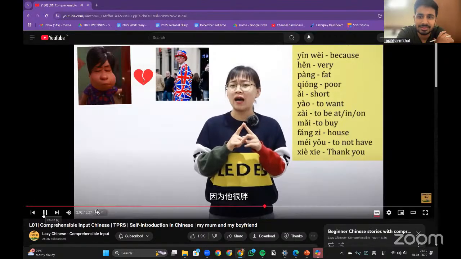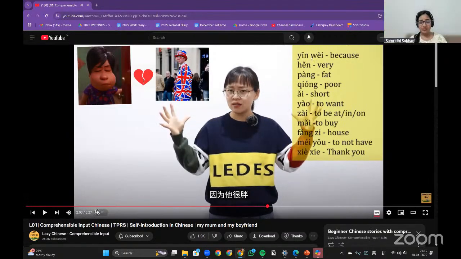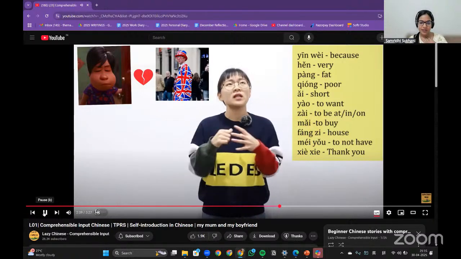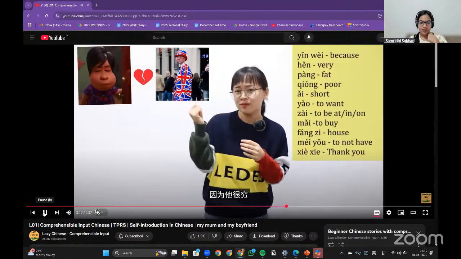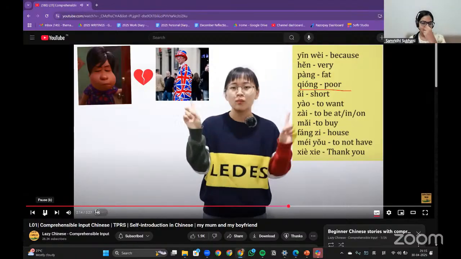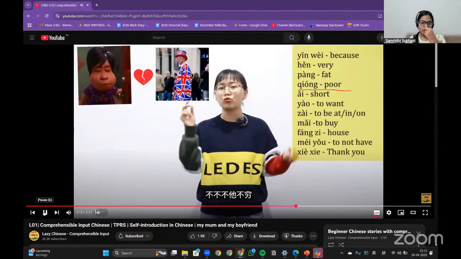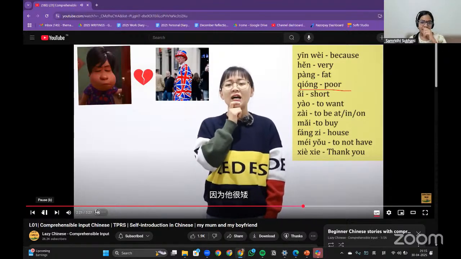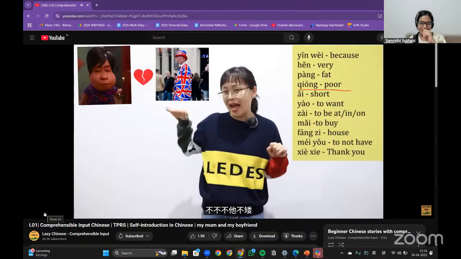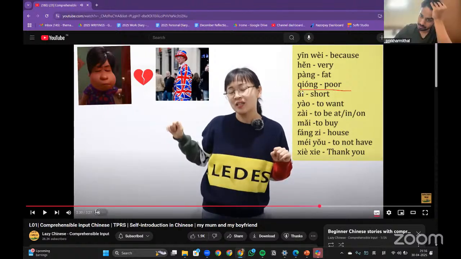因为他很胖。因为 means because. 很胖 is very fat. So she's asking, is it because he's fat? And then she's again gonna say no. So just watch out for that. 不，他不胖。因为他很穷。What is 穷? Poor. Yeah, is it because he's poor? 不，他不穷。因为他很矮。不，他不矮。What is 矮? Short. Yes, short. Very good.